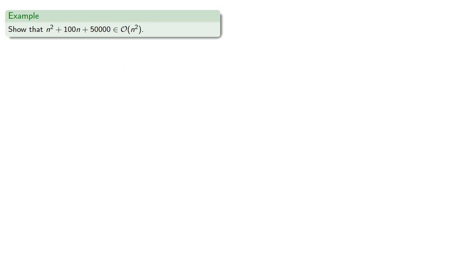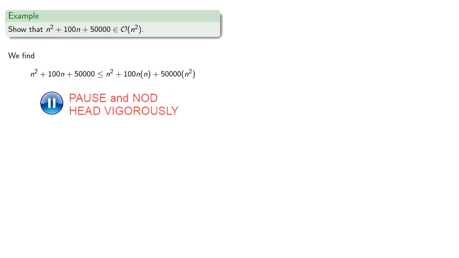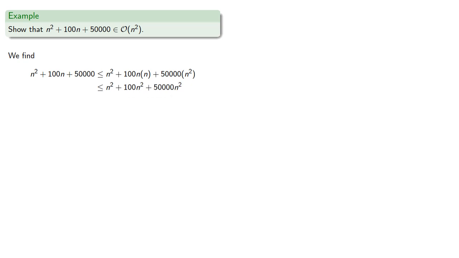Or we could take a more complicated polynomial. So if we want to maintain the inequality, the key is to replace something with something bigger. So 100n, well, if I multiply that by n again, I get something bigger. And 50,000, if I multiply that by n squared, I get something bigger. And so now I have a bunch of n squareds, and I can add them, and I can replace that coefficient with a bigger, easier number. And so our function is big O of n squared.